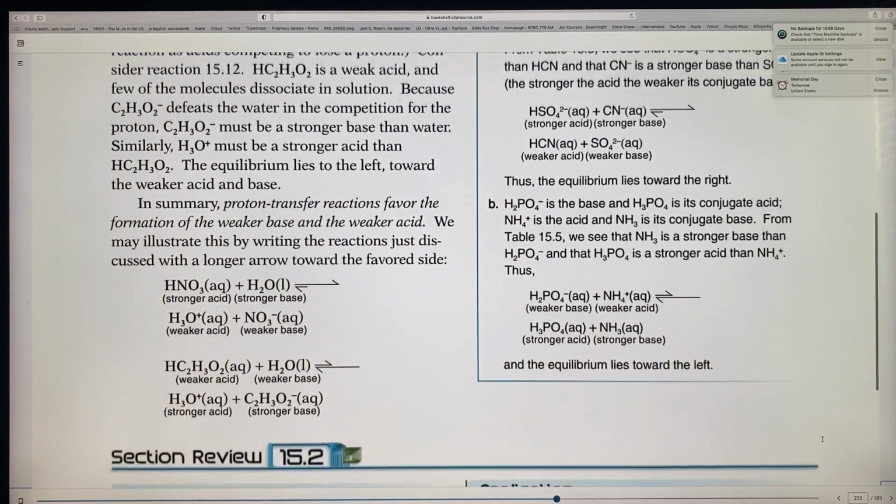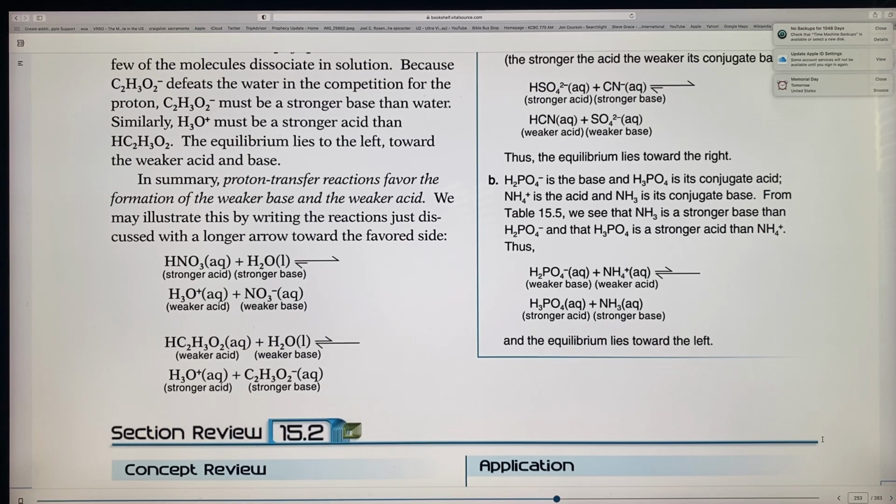So, in summary, proton transfer reactions favor the formation of the weaker base and the weaker acid. So when you have a proton transfer, they want to favor the formation of the weaker base and weaker acid. And this is how it's illustrated here.